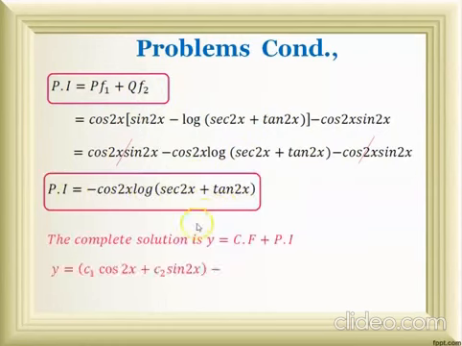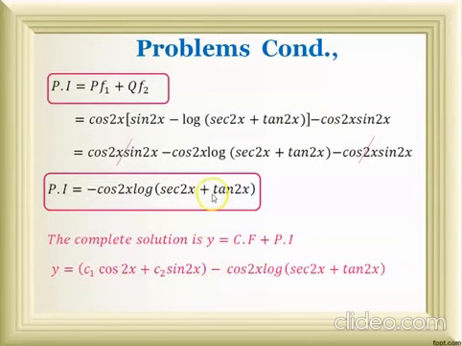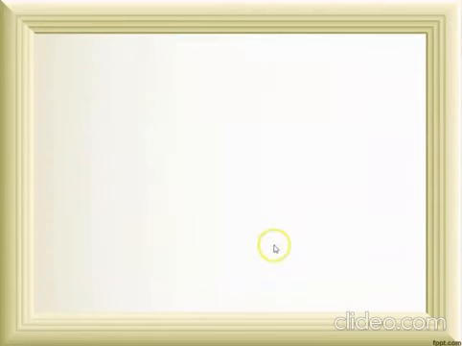And finally, I am going to write the complete solution, that is y is equal to complementary function plus particular integral. Y is equal to the complementary function here plus the particular integral value whatever I have in the previous step. I am going to add them together. I will get the general solution.